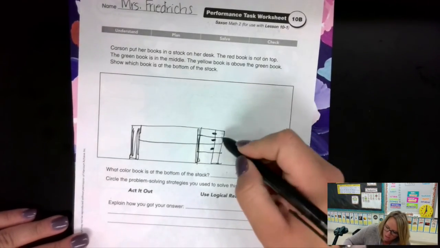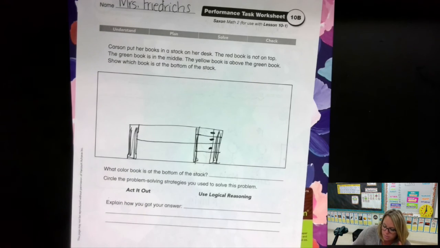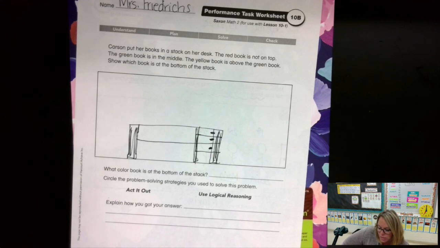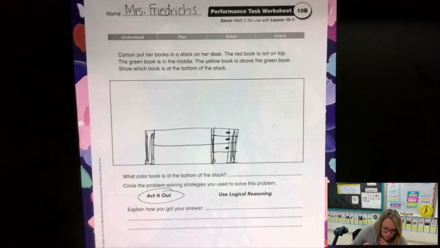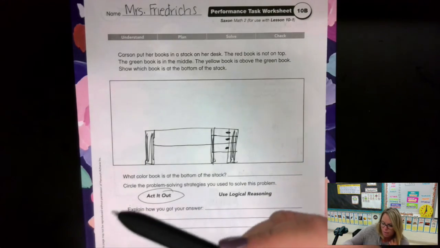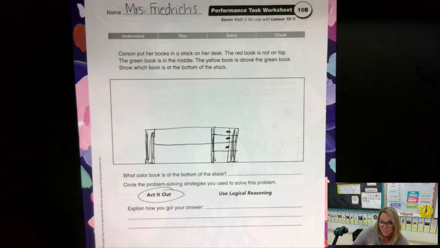And then when you're reading through, you're going to go ahead and draw books because it says the books are in a stack. So you'll put the books in a stack and then you're going to label the books or color in the books to know which color it is so that you can find your answer. If you're doing it this way, first grade, you're probably going to be using acting it out, just so you know. You're acting it out by putting the books on top of each other. So that would even help you with your answer, wouldn't it?